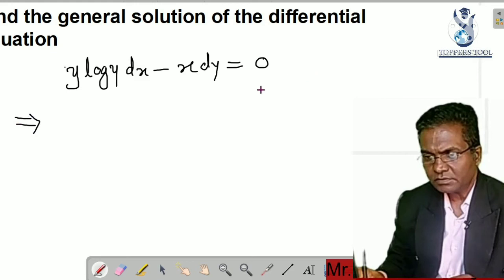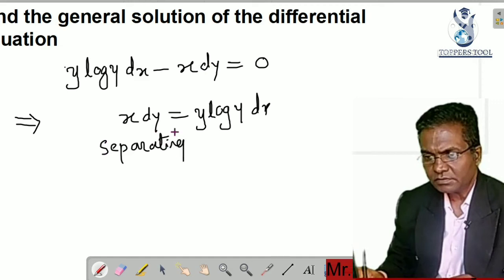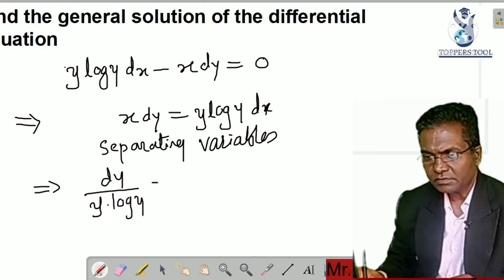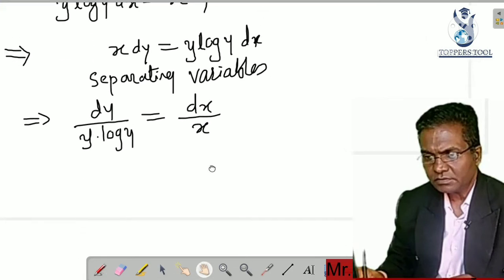If I send this x to this side, you can write x dy is equal to y log y dx. Okay, I have written the dy term first. Now you can separate variables. Along with dx we don't want the y term, so you bring y log y this side. So I can write it as dy by y log y is equals to, bring this x down, dx by x.